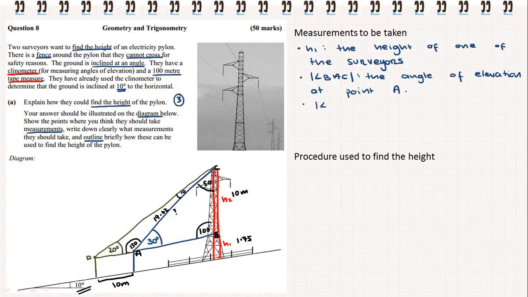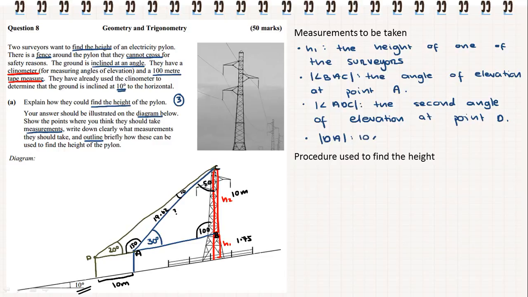Then we found the measure of the angle ADC. So we'll say this is our second angle of elevation at point D. And the last measure we found was the distance DA, which is 10 metres. So H1, we're going to put in 1.75 metres. These are the measurements taken. The angle BAC, 30 degrees. The angle ADC, 20 degrees. And the distance, we have 10 metres.